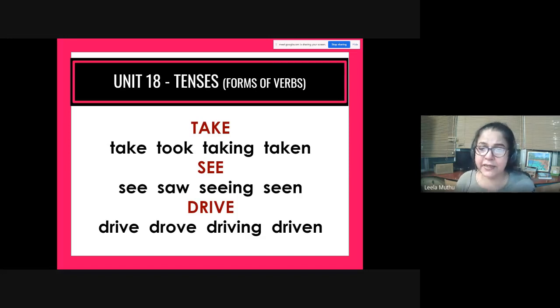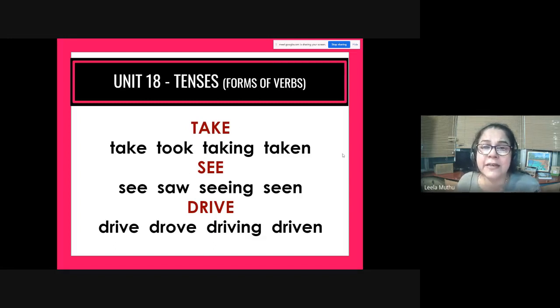So let's take the verb take. Simple, that is the do form: take. The did form is took. The doing form is taking, and the done form is taken, right? Sometimes the simple past, the did form, and the done form are the same, but in most of the ones I've given right now, the did and the done are different. They are not the same.